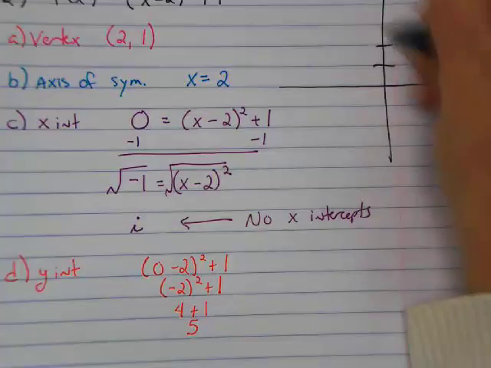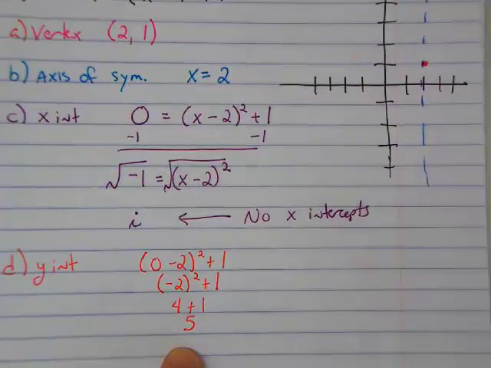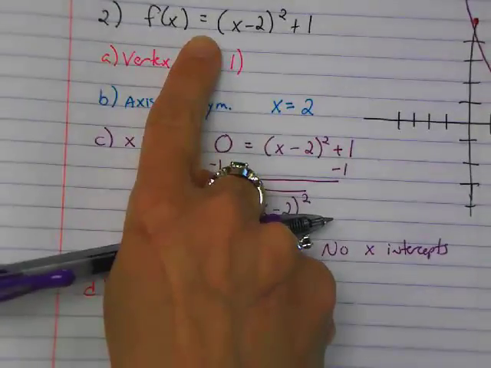Alright, let's try one that's in standard form. So I have f of x is equal to x squared minus 2x minus 15. So this time I'm going to have to do a little bit of work to be able to get my vertex.